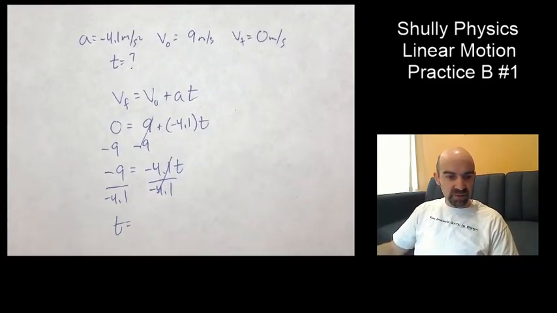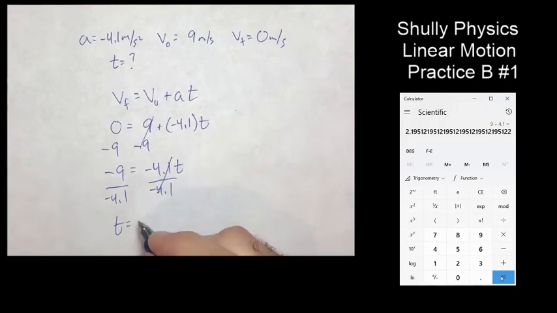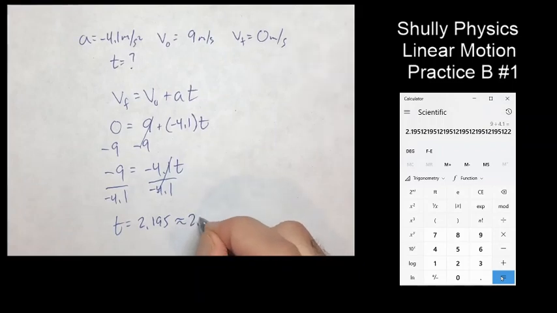Let's use a calculator over here. So we got 9 divided by 4.1. And negatives will cancel out, that's why I'm not including them here. So we get 2.195 seconds, or about 2.2 seconds.